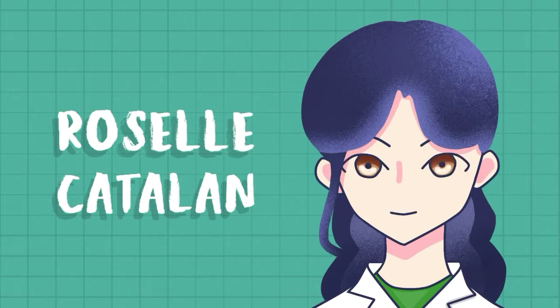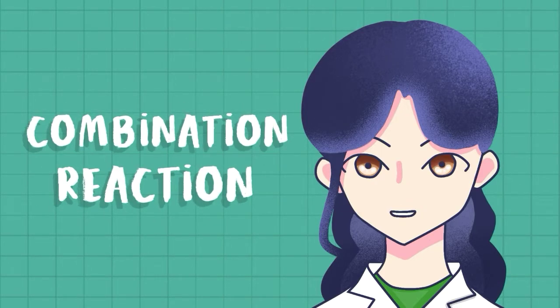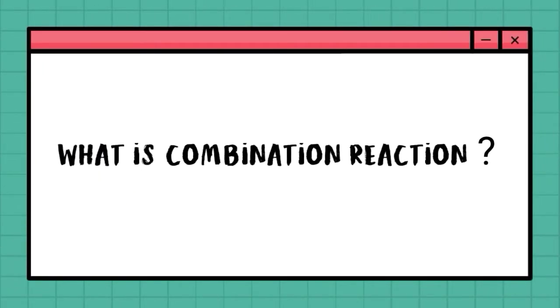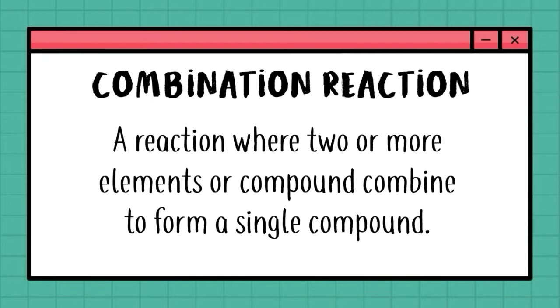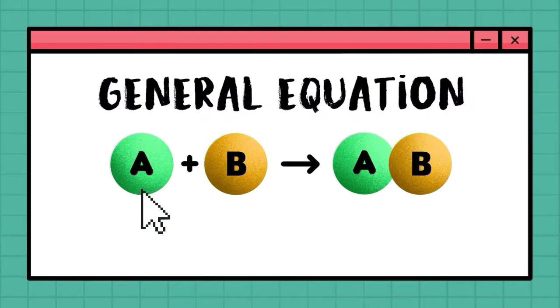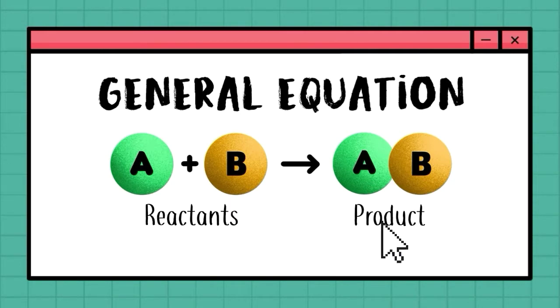I'm Rosel Catalan and let me introduce to you the synthesis or combination reaction. Now, the question is, what is combination reaction? We can tell just by its name that combination reaction is a reaction where two or more elements or compounds combine to form a single compound. Such reaction is represented by the general equation of the following form. A plus B yields AB. The reactants A and B combine to form a new single product, AB, which is always a compound.